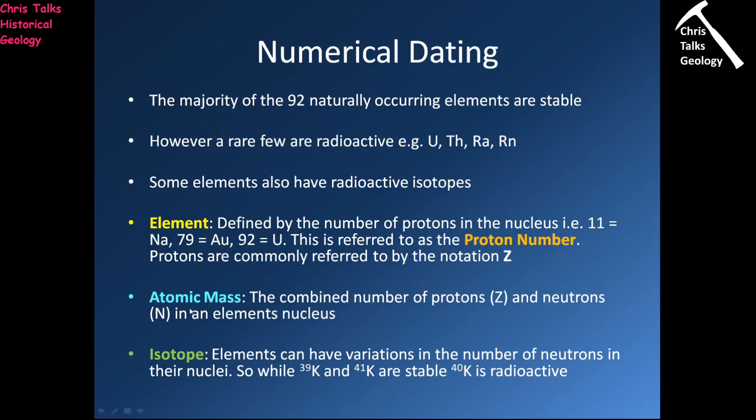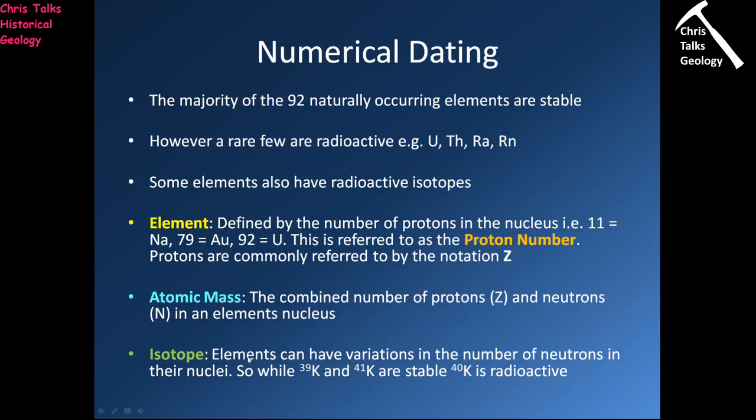So let's nail down a few terms to begin with. An element is defined by the number of protons in the nucleus. So 11 protons means your atom would be sodium, 79 protons would be gold, 92 protons would be uranium. That number never changes. The number of protons tells you what element it is. This is referred to as the proton number, and it's often given the notation Z. We also have the atomic mass. The atomic mass is the combined number of protons and neutrons, which is abbreviated to N. The atomic mass is always going to be larger than the proton number, with the exception of hydrogen.